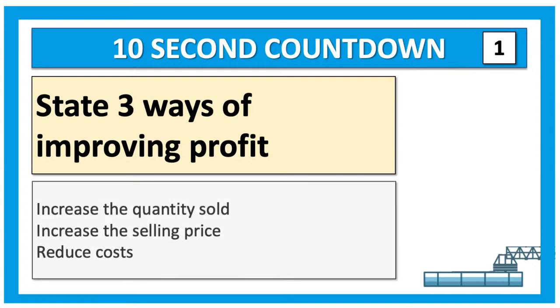Let's take a look at the three that we picked out. We picked out increase the quantity of units sold, increase the selling price, and reduce costs. Many of those answers did link to decreasing costs to start off with, and I think we pretty much got all three of those in the chat window, so well done, thanks for that.